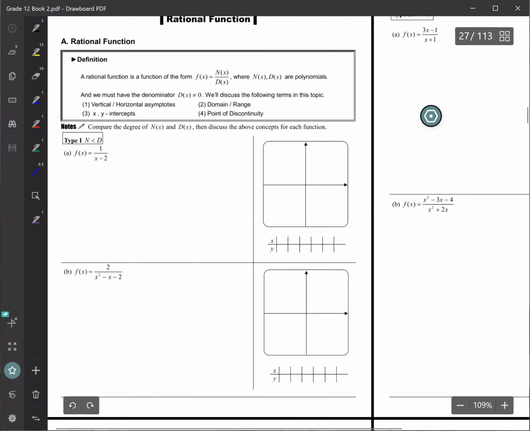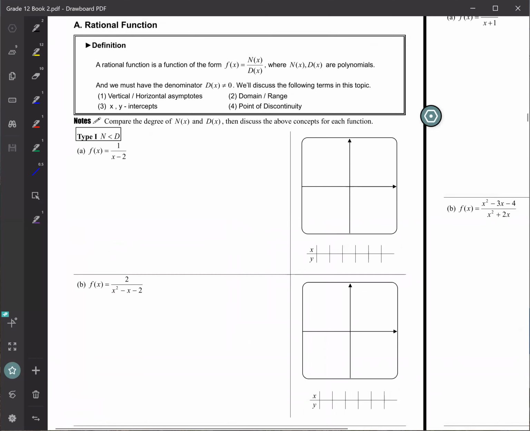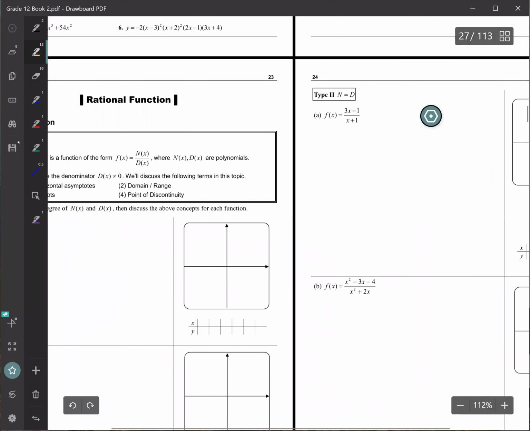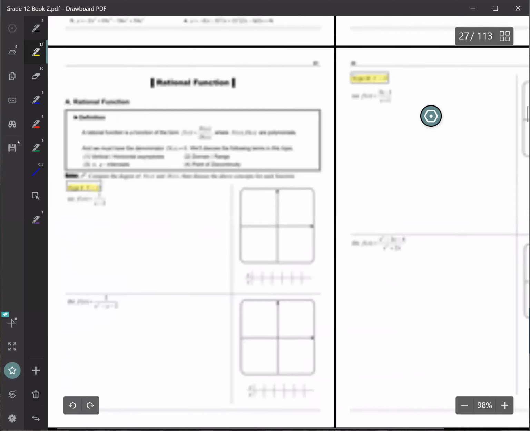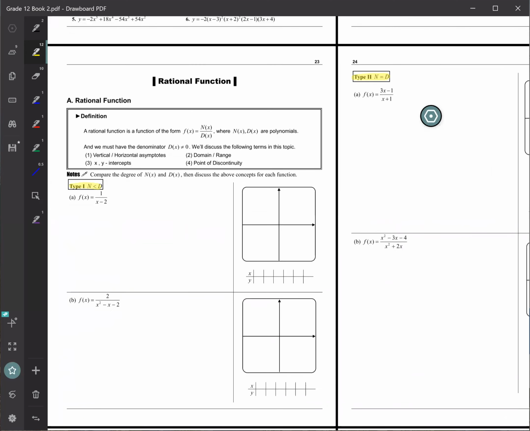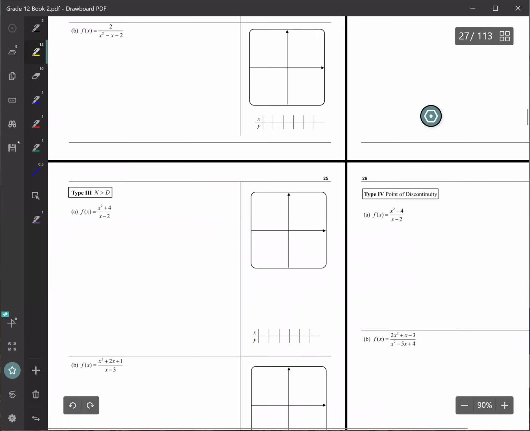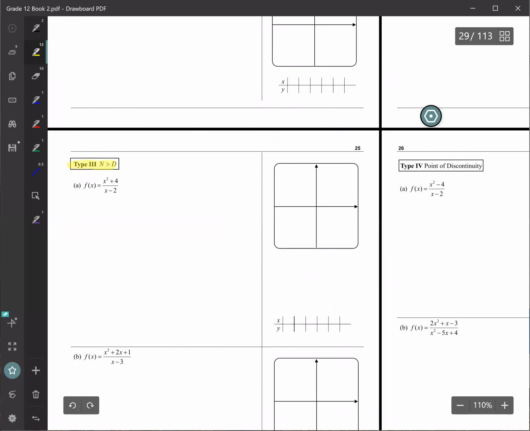So type 1 is n less than d. n is for numerator degree, and d is the denominator degree. The second type is when the degrees are the same. First type is the numerator is smaller, and then the third type is when the numerator is bigger. So that covers all the different types.